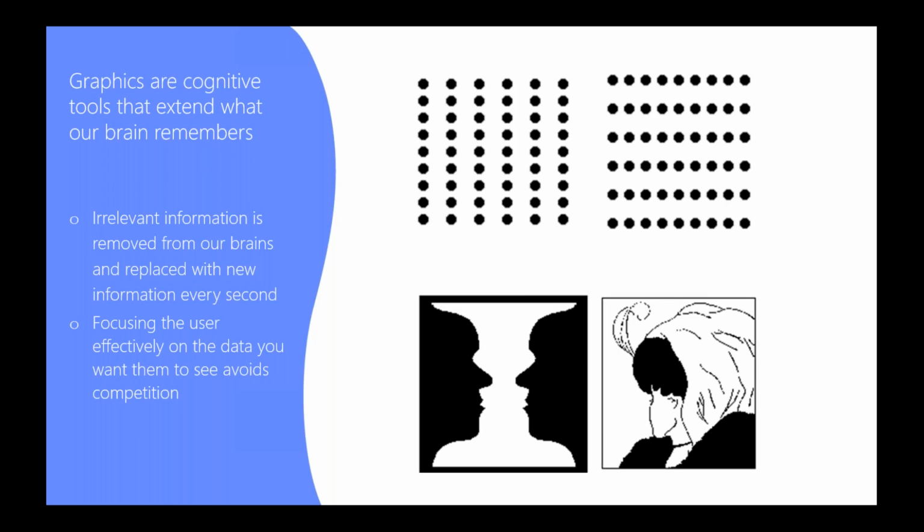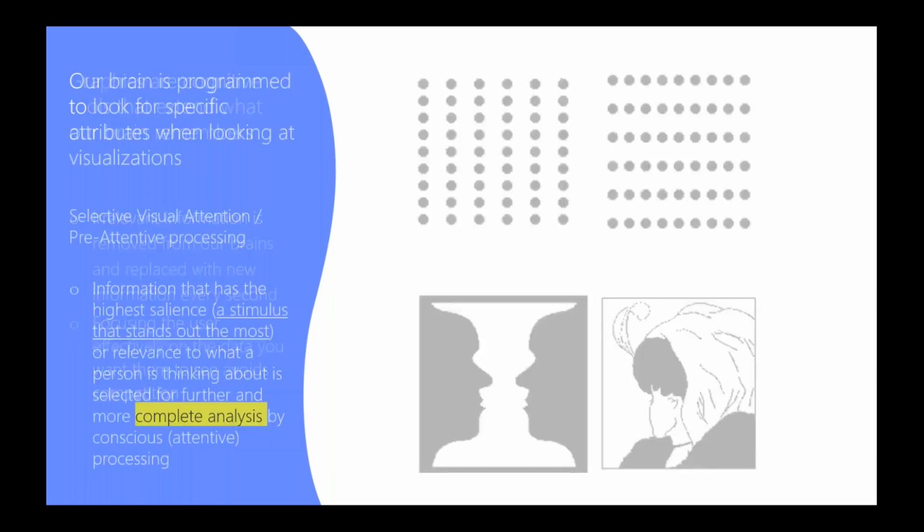And that's why it's important that when you design your visualizations and use these best practices, you're actually highlighting the things that matter the most. So our brain is actually programmed to look for specific attributes. And you'll see here, the stimulus that stands out the most will help you complete your analysis. And this is called selective visual attention and pre-attentive processing.